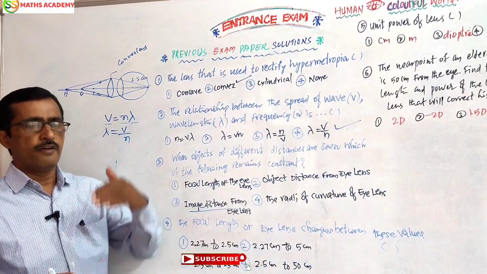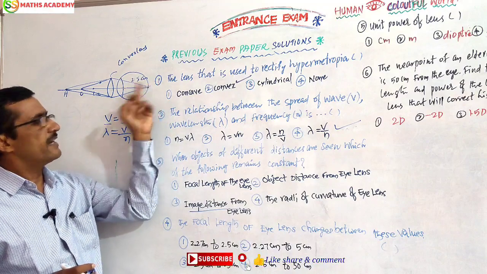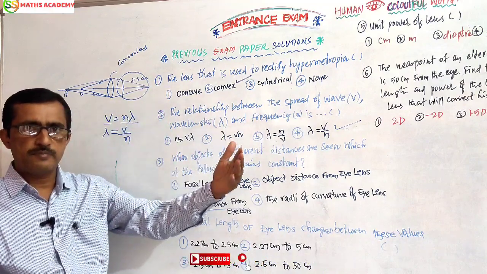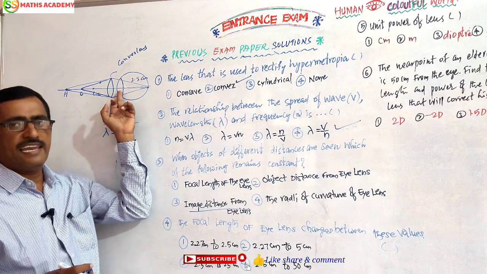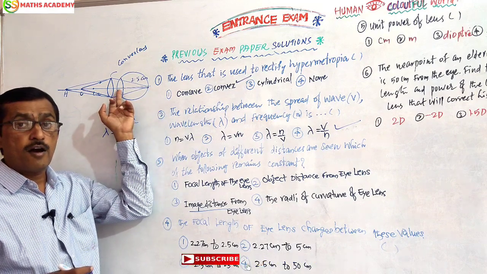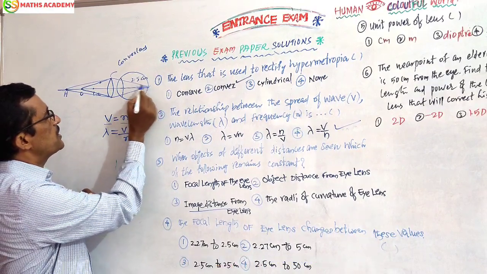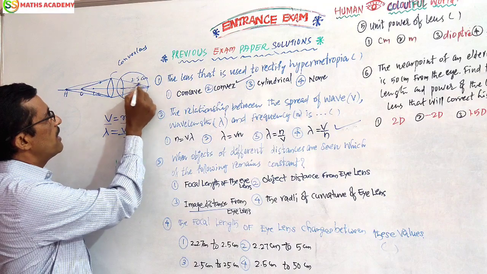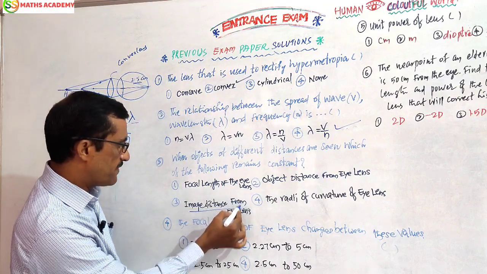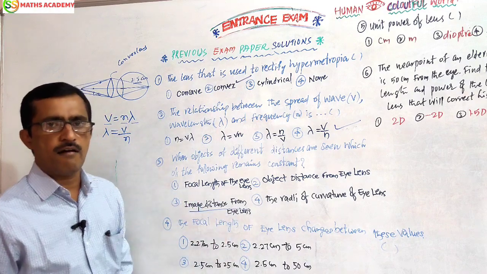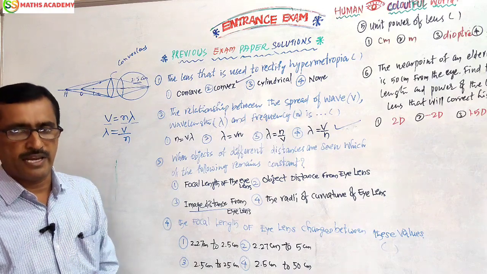When you see a far distance object, the image is formed on the retina. When you see a near object, the image is formed on the retina, because the eye lens has the accommodation ability. That's why the distance from the eye lens to the image is always 2.5 centimeter only. That's why the image distance from the eye lens is always constant in a healthy human eye.